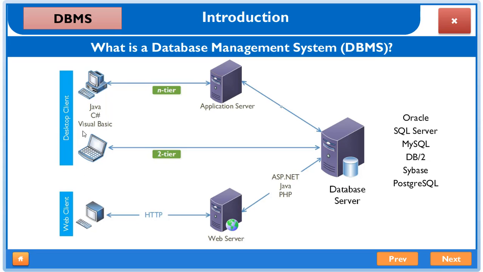Or the desktop client may be a fat client that directly interacts with the database server. So this architecture is a 2-tier or client server architecture, and this architecture is a n-tier or 3-tier architecture in which the middle tier is the application server or business logic tier. So this is how we use a DBMS software.